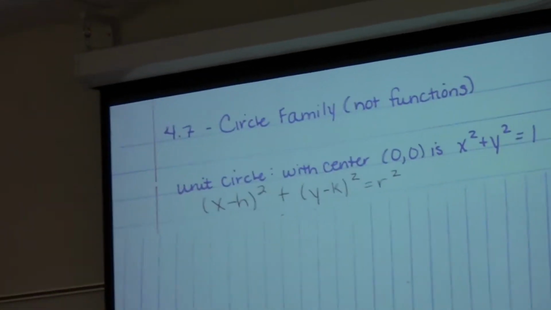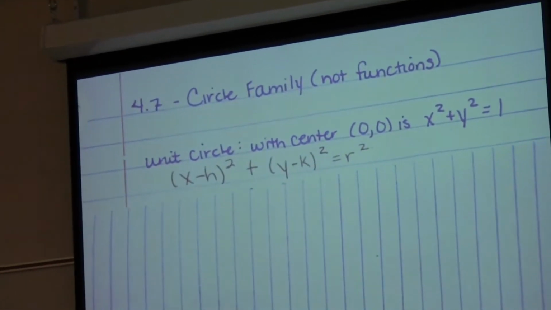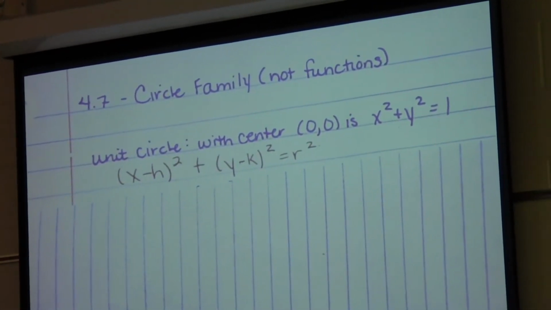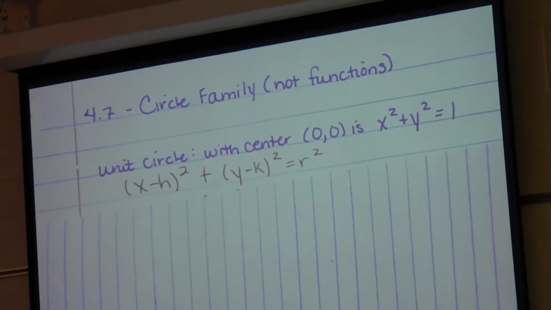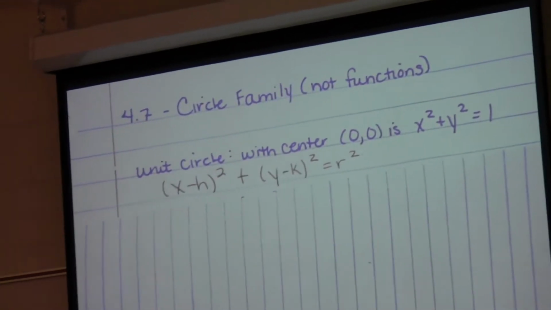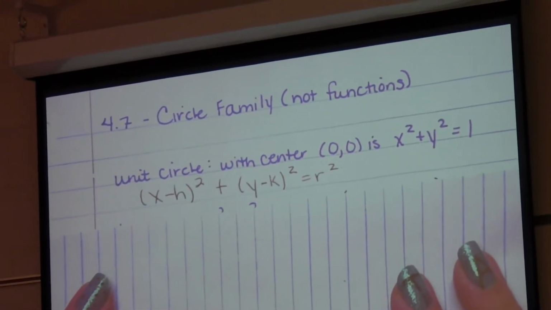If we want to move it around, to move it horizontally, we're going to add an h number in there. And to move it vertically, we're going to add a k number with our y, just like we have been with all of our other functions. And then finally, we're going to have our radius squared.